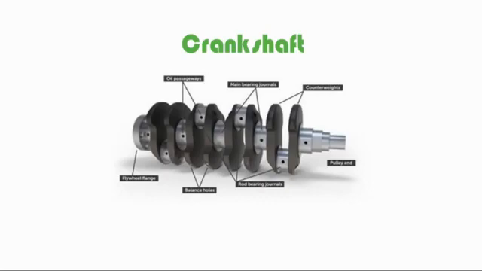The crankshaft is found below the cylinders of a vehicle's engine. On V-type engines, it is found at the base. But on flat engines, it is found between the cylinder banks.